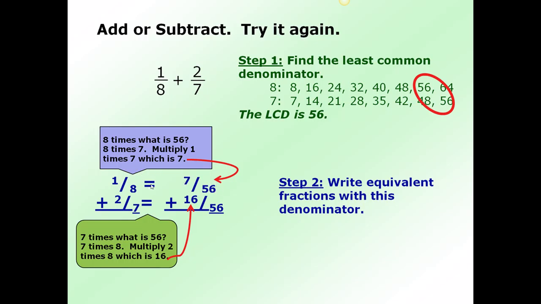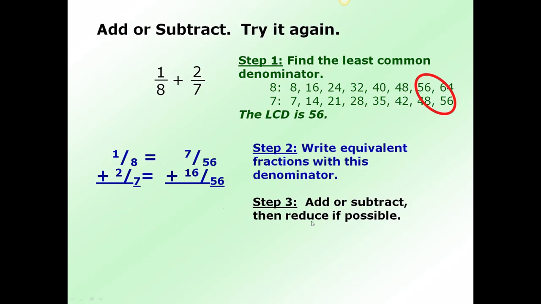They're equivalent. Now I go to my 2/7. 7 times what is 56? Because I have to have matching denominators. And so we're going to have to multiply by 8. 2 times 8 is 16. Ta-da! Once you have fractions with matching denominators, you're ready for step 3.